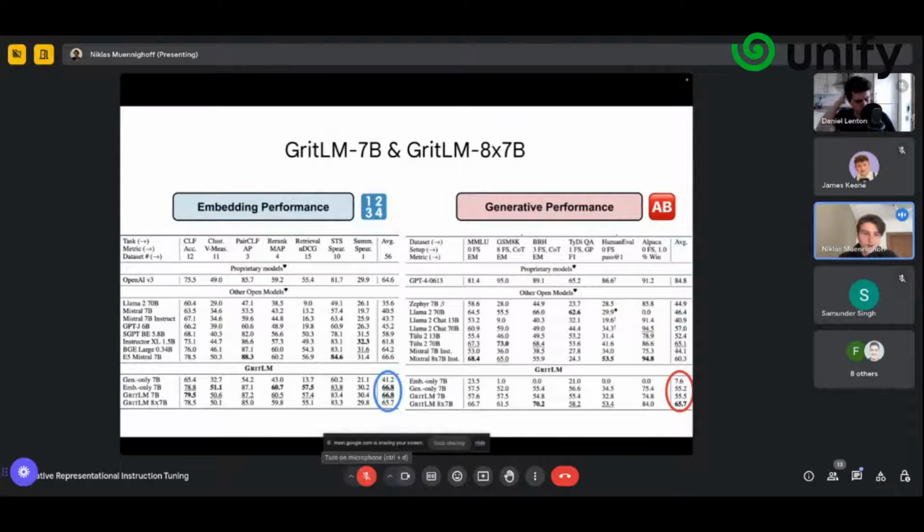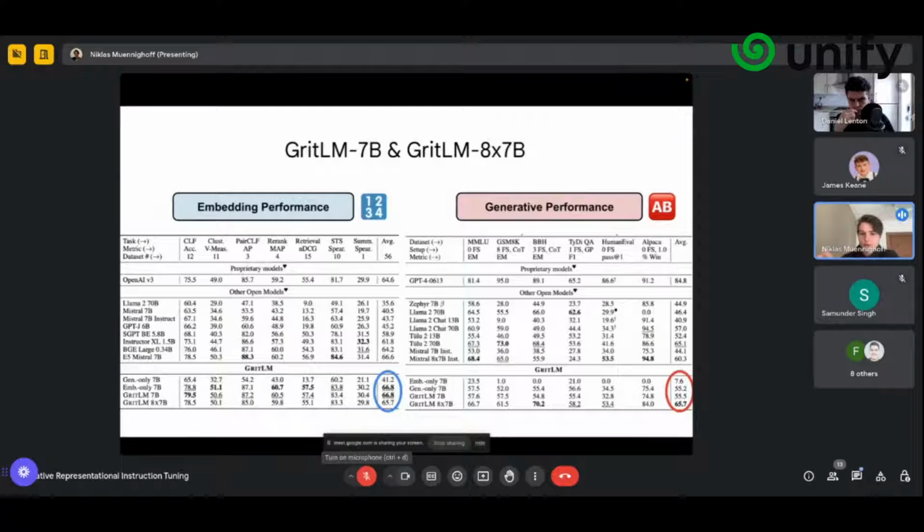However, we have to say that it's pretty large. With 7 billion parameters, that's quite a lot for an embedding model. That gives it a big advantage, but also makes it somewhat slow for embedding compared to some models that might have fewer parameters. On the right side, for generation, again we find that the models are pretty good, and the GritLM 8x7b, the very big model, outperforms many models, even Llama 2 70b, even though it uses fewer parameters during each forward pass.